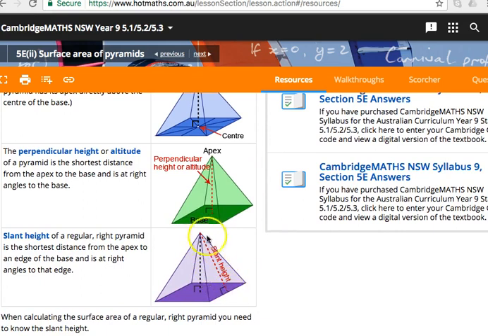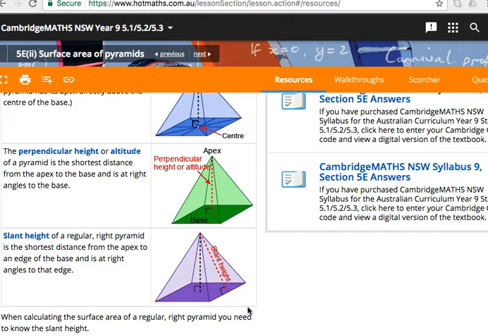This is a new one, the slant height. The slant height is in the center of one of those faces. It's the distance from the apex down the center of those triangles that are coming up from the base. It is not the distance of the edge. The slant height is in the middle of that triangular face that's coming up from the base to the apex. So that's the slant height there.